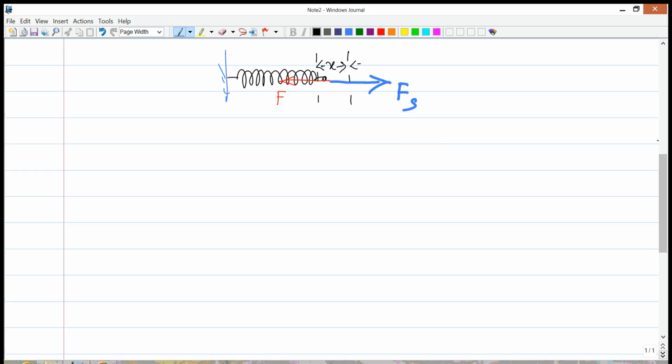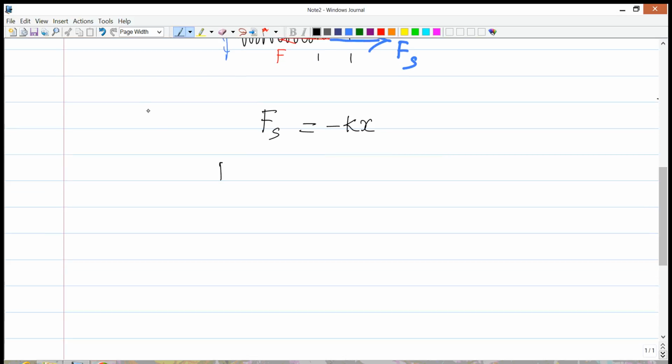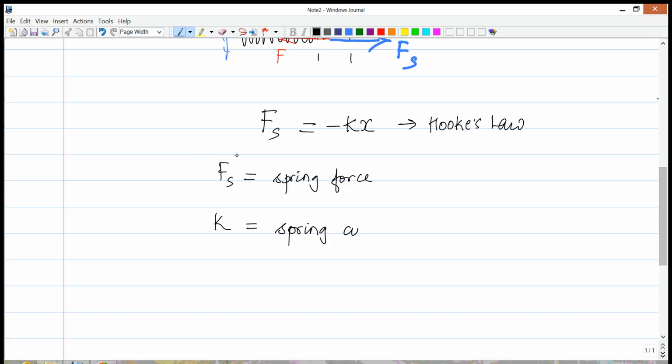Now Hooke's law describes a very specific kind of spring, and what we say is that the spring force F sub s is equal to negative k times x. Let's understand this equation. This is Hooke's law, where Fs is nothing but the spring force, and k is something called the spring constant.